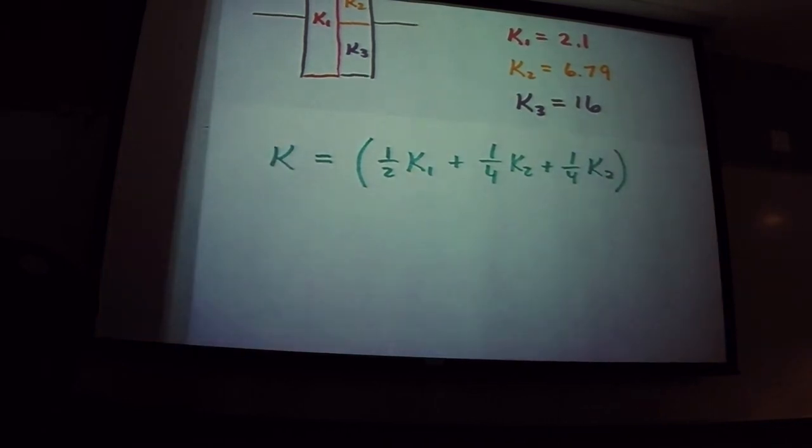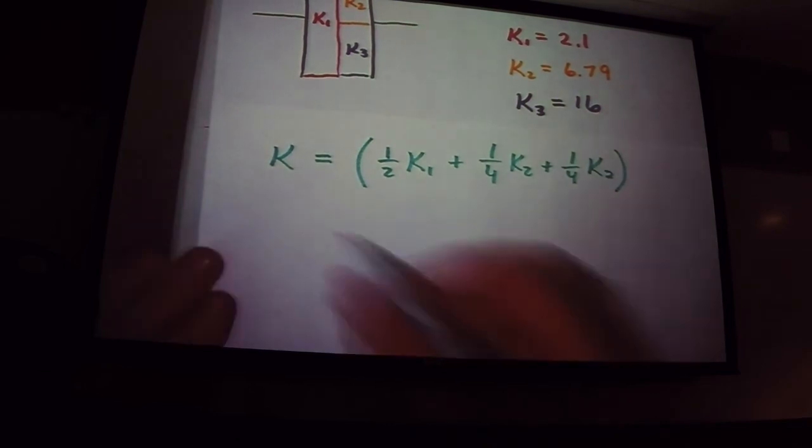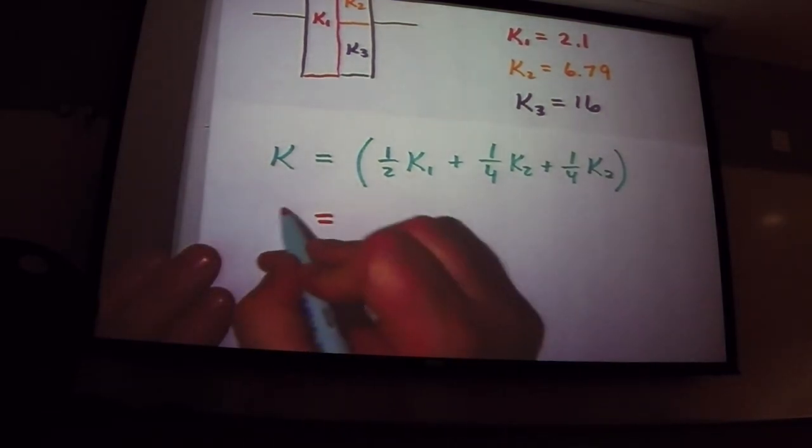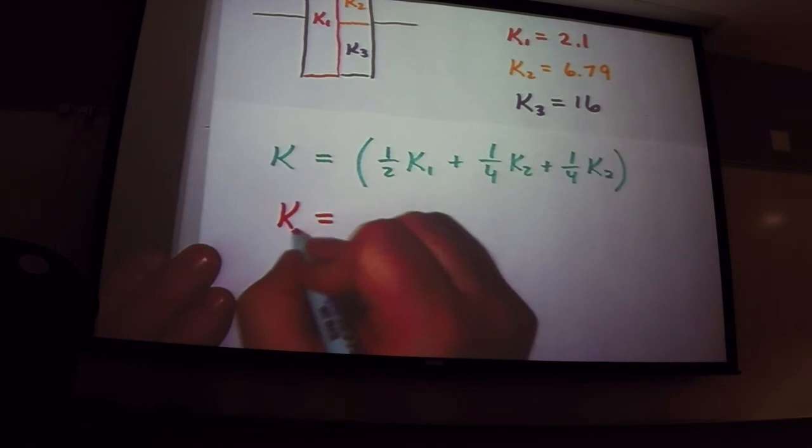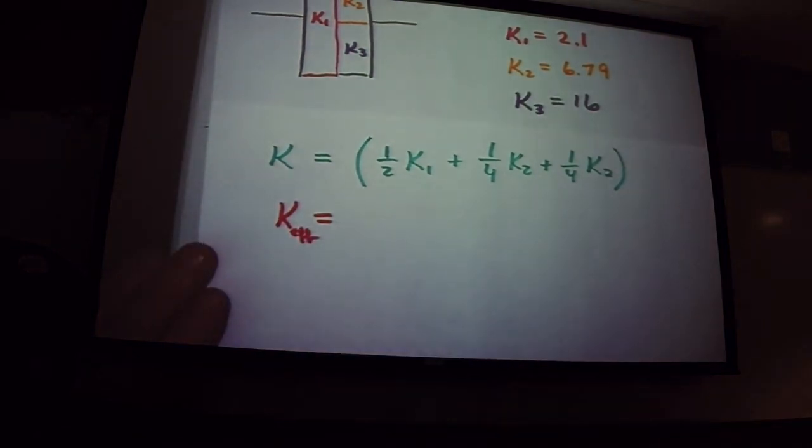Okay? So let's find out if this works. So kappa, I'll call it effective. The effective kappa to put in here is a weighted average of the other kappas.